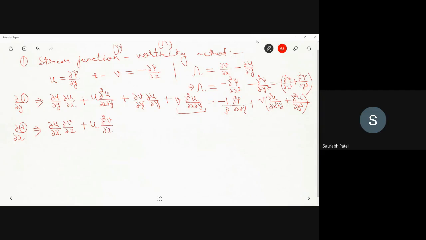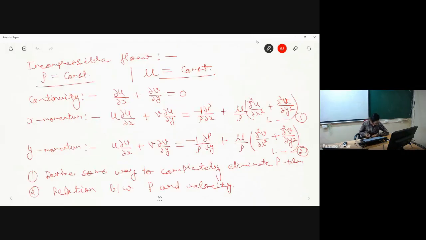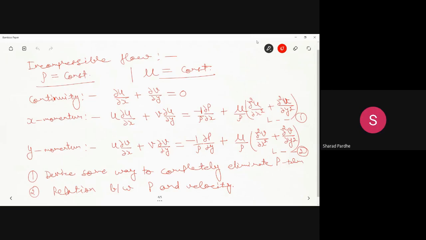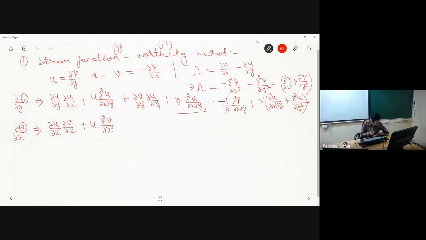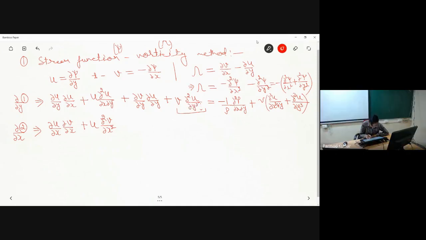Is it dx dy or del x square? It will be del x square. Yes. Okay, and this mistake is also there in the previous one. This has to be del y square over here. Okay, now tell me what will be the next term?